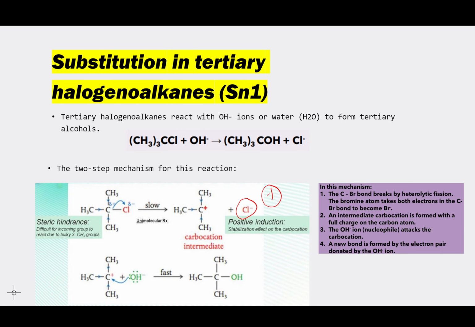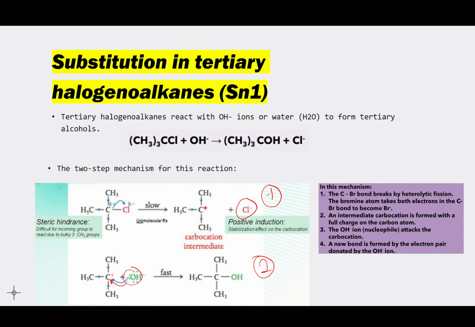The second step is the addition of the nucleophile. Now the nucleophile can go in when the intermediate is created, and we have that tertiary alcohol being created. That is the fast step. So the first step, the creation of the carbocation intermediate unimolecularly, is slow. The second step, the addition of the nucleophile, is fast. This is the substitution reaction that occurs in tertiary halogenoalkanes, which is the SN1.